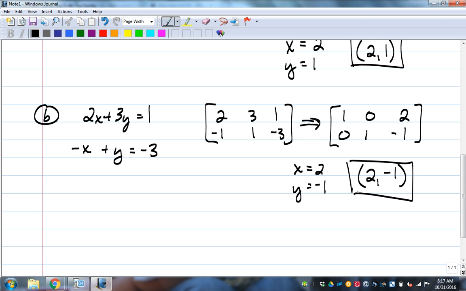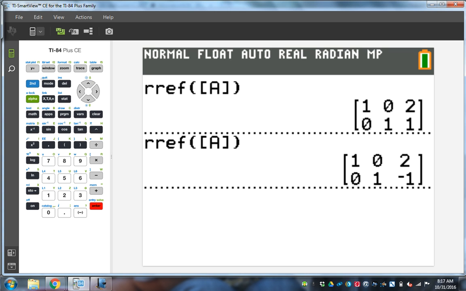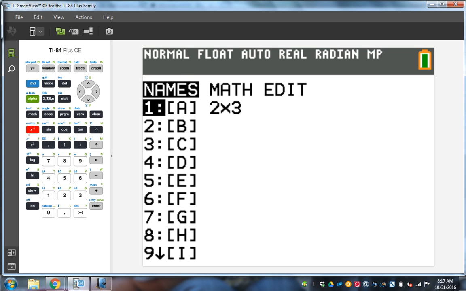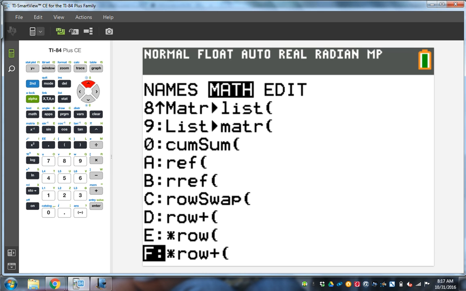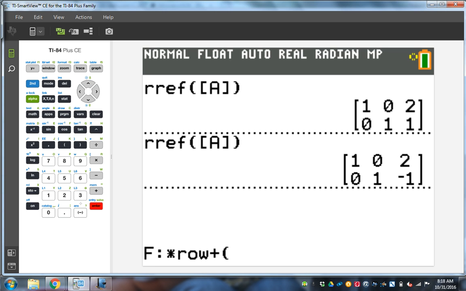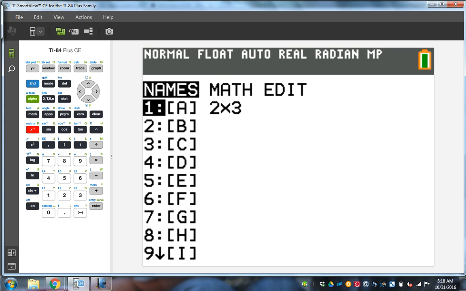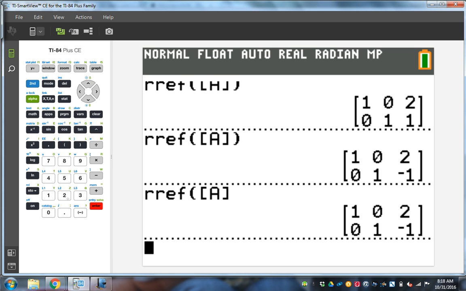Yes, sir. Sure. To get RREF, you hit second, x inverse to go to the matrix menu, press over to math, and the quickest way to get there is to press the up arrow because it's down toward the bottom of that menu. Enter, and then you pick the matrix that you used. Crank it out.